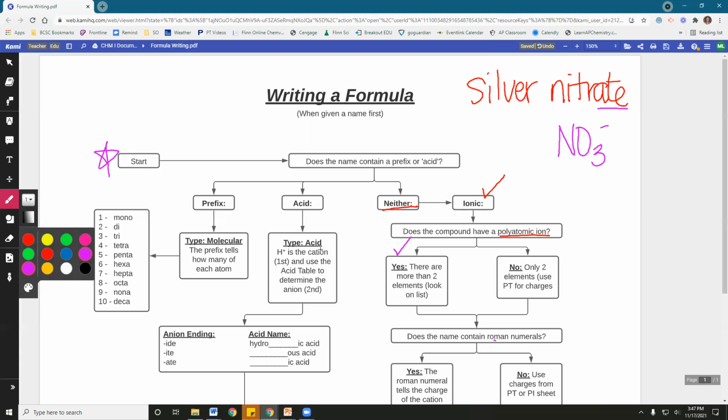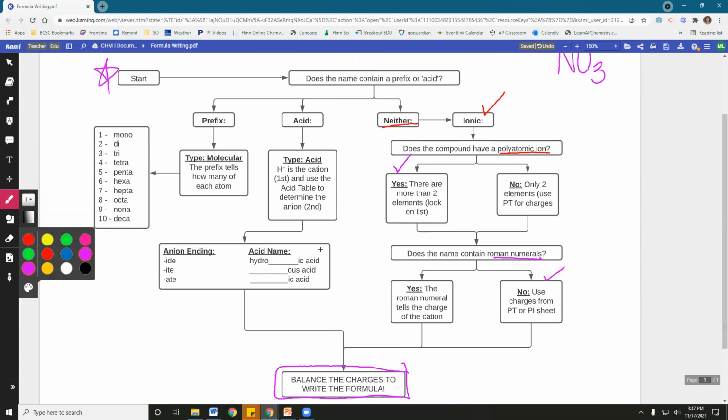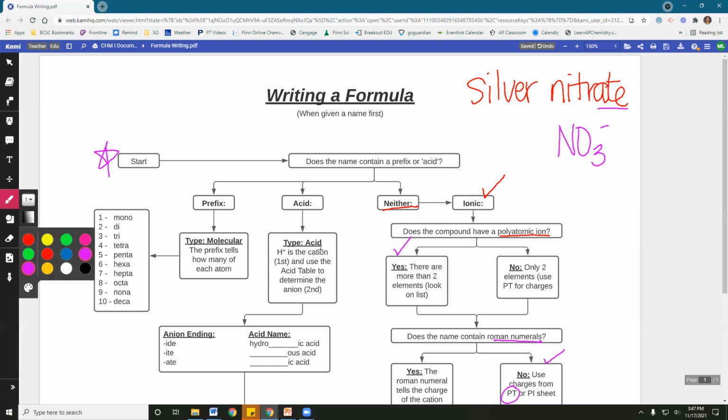Okay, next question. Does the name contain Roman numerals? No, we do not have any Roman numerals. If it did, that would have told us the charge of the cation, but since we don't, we're just going to use the charge from the periodic table to figure out the charge on the silver. Now, silver is in the middle. Remember, it's one that does not change its charge, which is why it doesn't have a Roman numeral, but it's one that you're just going to have to remember. Or if you look at the poster in my room, you'll see that it's Ag, silver, +1. So silver always has a +1 charge.